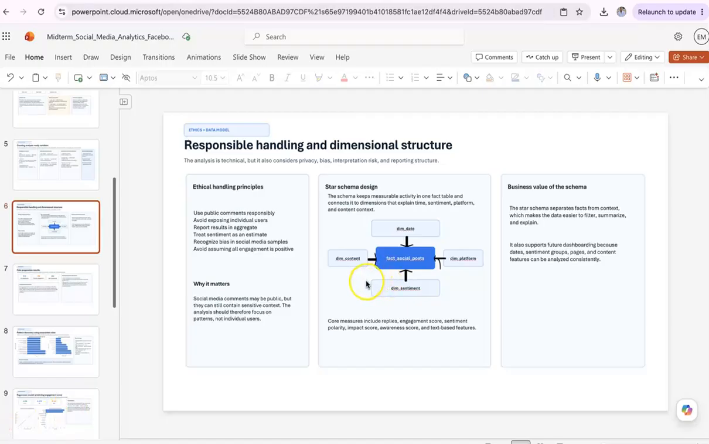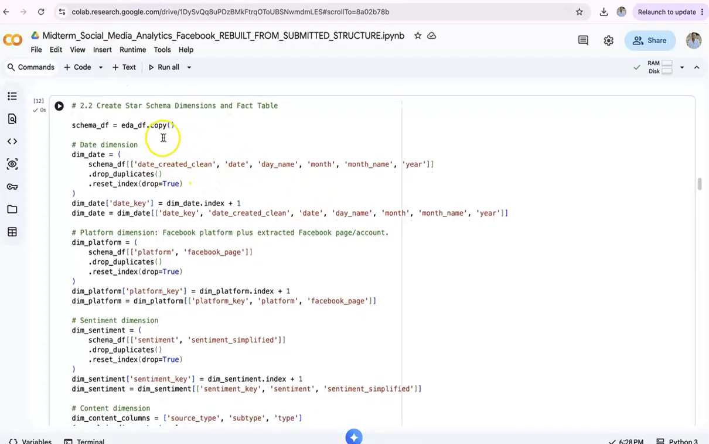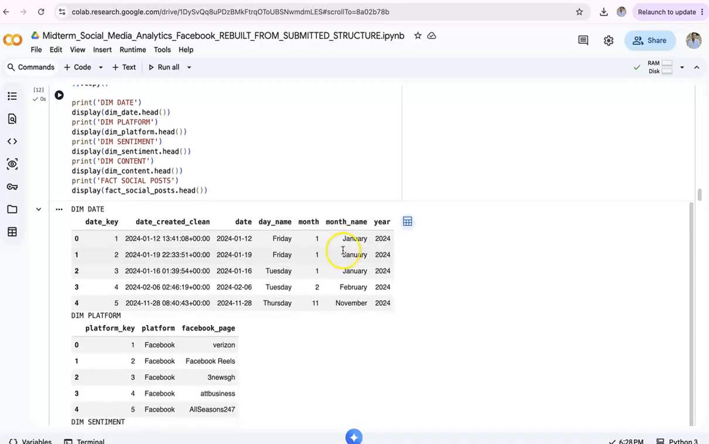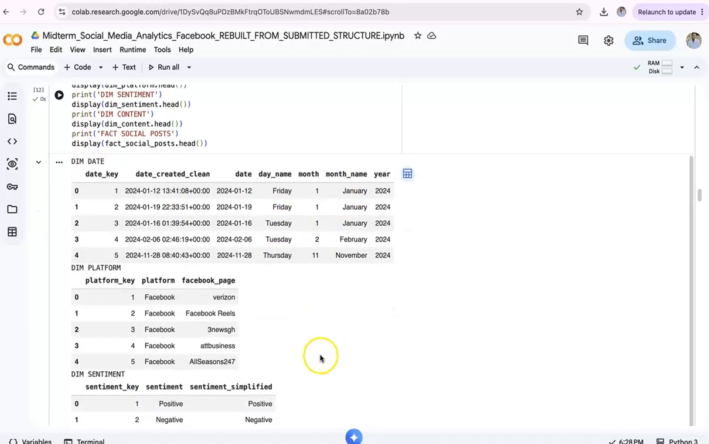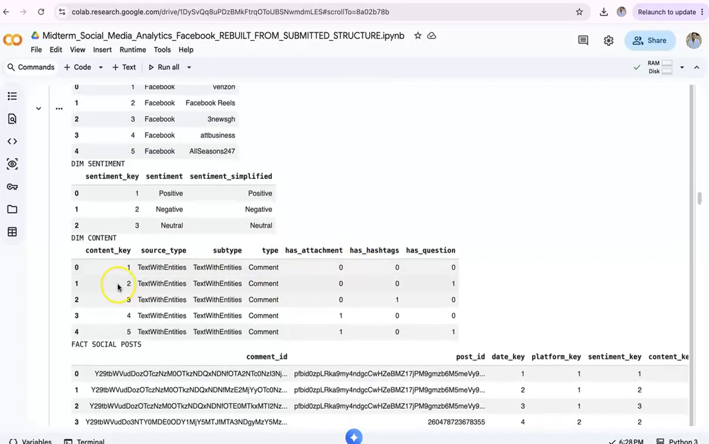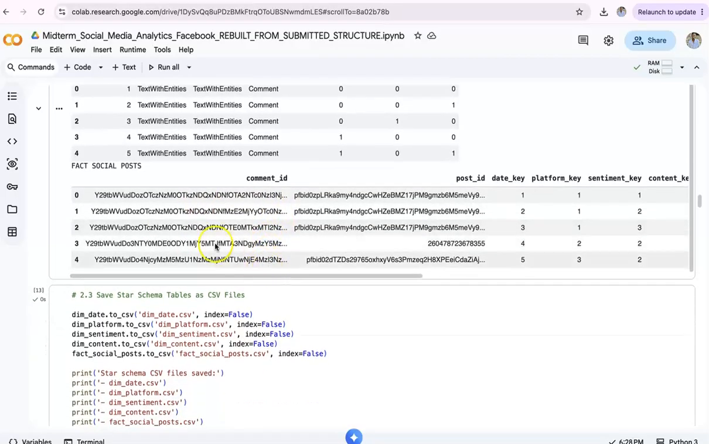I'll be moving over to the notebook to show you how the fact table and the various dim tables were created. Here we have the code to create the star schema dimensions and fact tables. Once this code is executed, we have the dim date table, the dim platform table, the dim sentiment table, the dim content table, and the fact table, which stores every numeric variable.